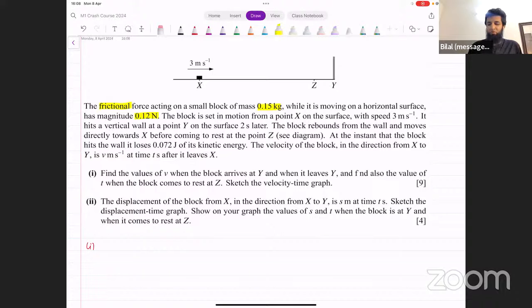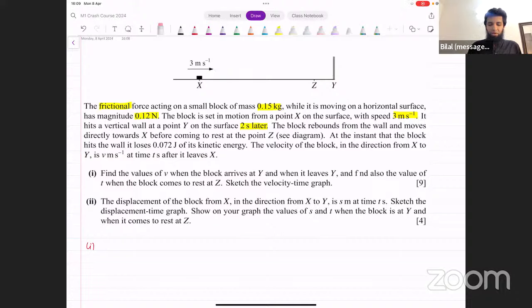The block is set in motion from a point X on the surface. You can see that in the diagram with speed 3 meters per second. It hits a vertical wall at a point Y on the surface 2 seconds later. So it takes 2 seconds for this particle to go from X to Y. The block rebounds from the wall and moves directly towards X before coming to rest at the point Z. So it goes from X to Y, and then on its way back, it just comes to rest at the point Z.